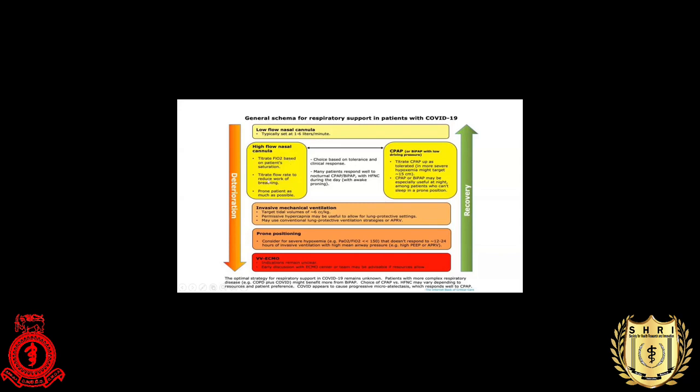If this one is not working, you can interchange the lines. Especially during the daytime you can keep the patient on high flow nasal cannula, and at night time you can put on the CPAP, because with the high flow nasal cannula you can do awake proning of the patient. If still failing, then you can go to invasive mechanical ventilation. Ultimately, the patient will end up with ECMO.